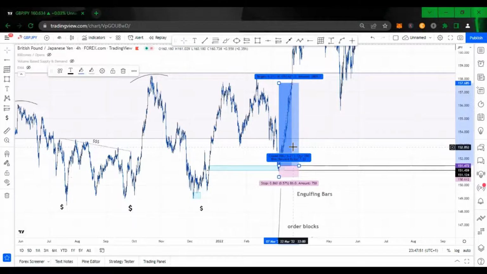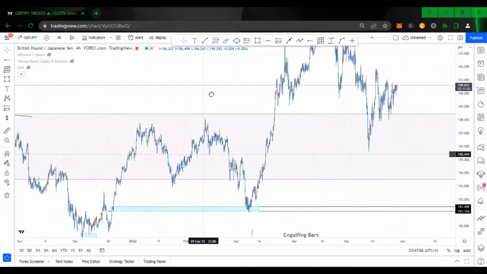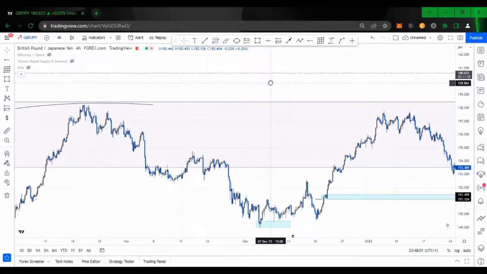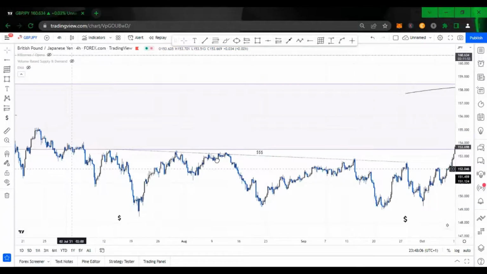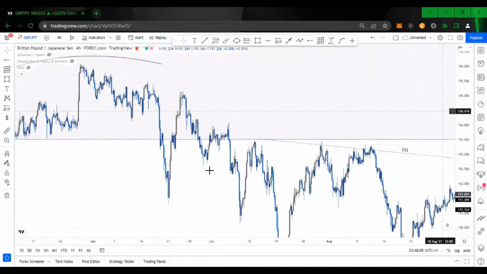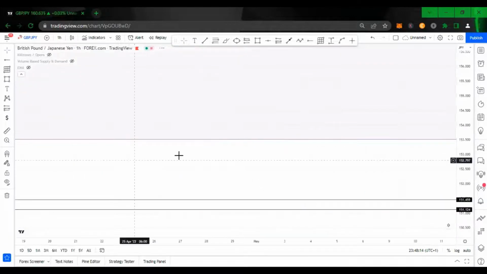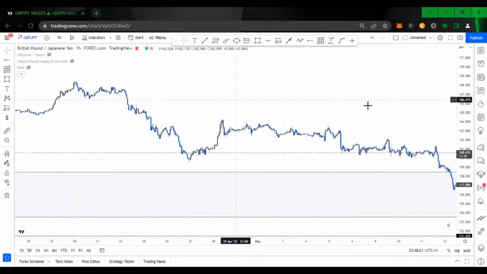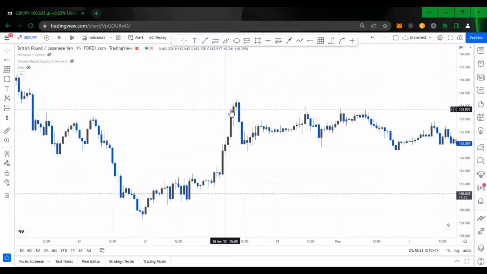Let us look for another order block, maybe one to the downside, and see how the market reacted to it. Currently not finding any serious order blocks. Let me go to the 1-hour time frame. Look at this. The market created an order block here.